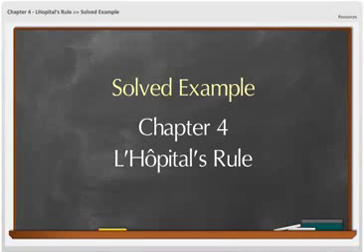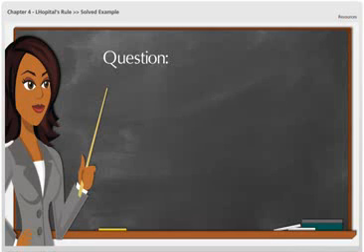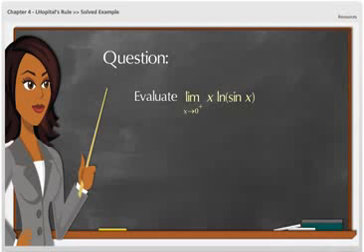In this video, we are going to solve an example from chapter 4. The topic of this example is going to be involved with L'Hopital's rule. The question that we are going to answer today is: evaluate the limit as x goes to 0 from the right of x times ln of sine of x.